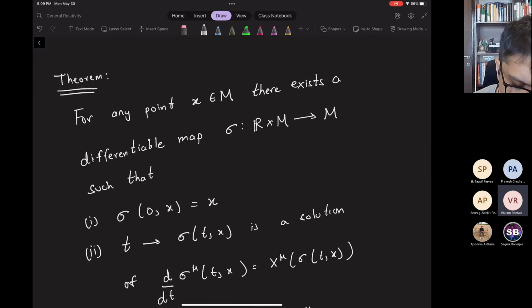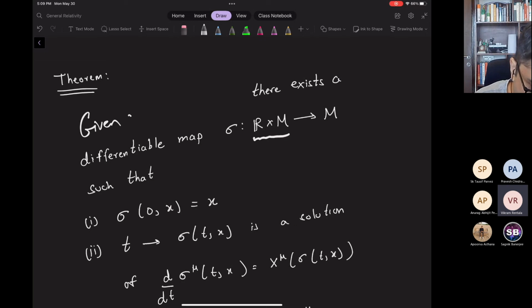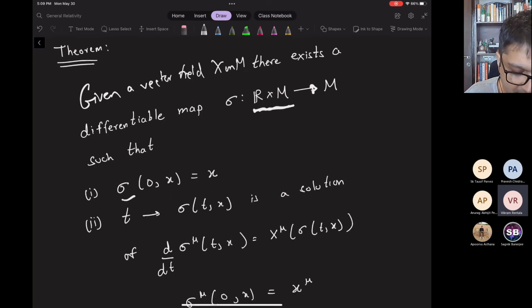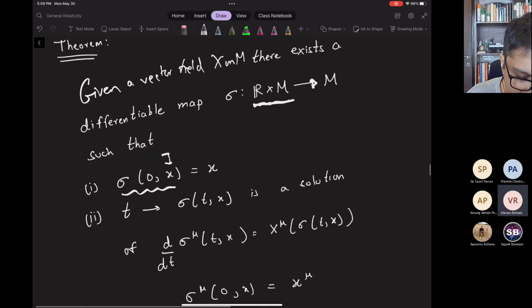So here's the theorem. If I start with any point X belonging to M, which was like our point P, then given a smooth vector field X on M, there exists a differentiable map sigma from R cross M to M. That's the theorem, where sigma 0x is equal to X, and this is for any X where X belongs to a point in the manifold.